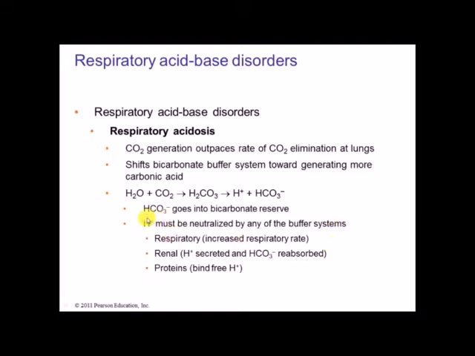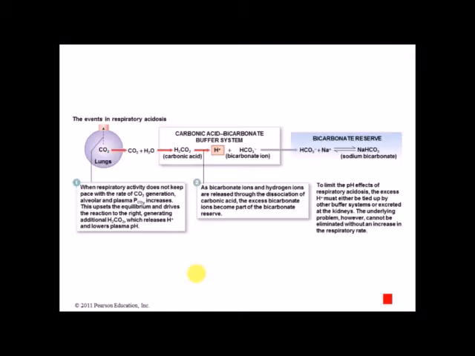So we're going to have to neutralize those hydrogen ions, and we're going to use the buffer systems within the body. So we're going to try to increase our respiratory rate to get rid of those extra hydrogen ions. We're going to secrete the hydrogen ions, and we're going to hold on to the bicarbonate, and then hopefully some of the proteins within our body will bind some of those free hydrogen ions into circulation. So again, this is what takes place, and you end up with respiratory acidosis.